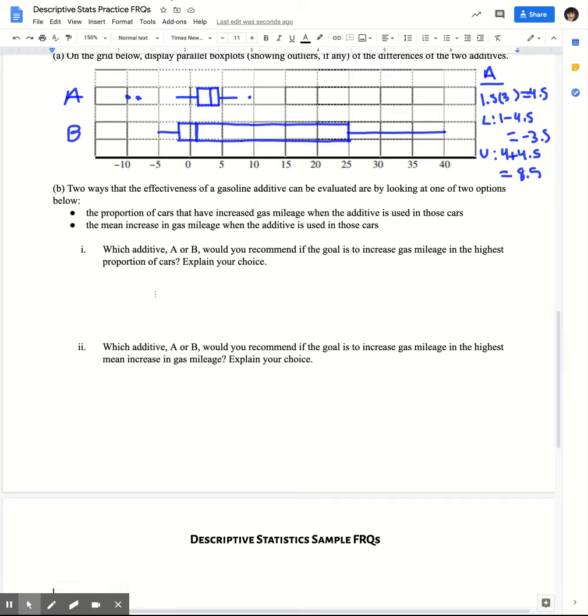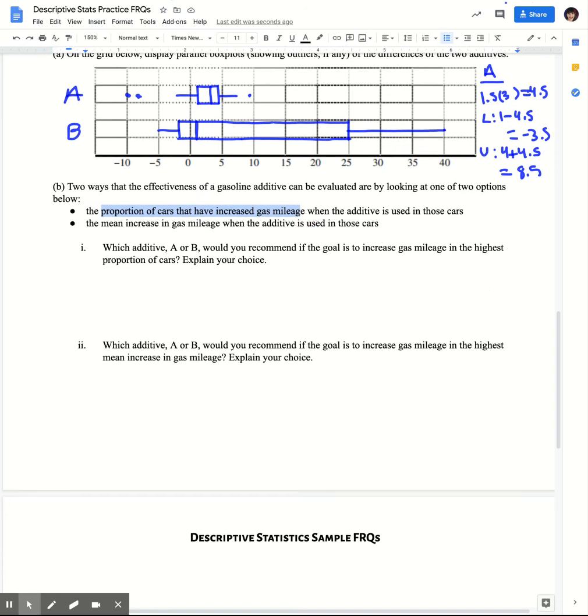All right, folks, so part B is saying that there are 2 ways that they're evaluating the effectiveness of this gas additive. They're trying to decide which they should use. So they're saying either we're going to use the proportion of cars that have increased the gas mileage, meaning that the data shows that they're above 0, or the mean increase in gas mileage.